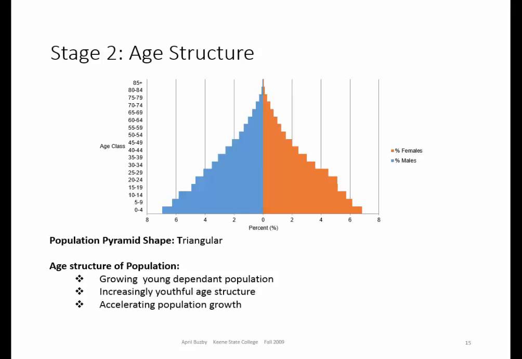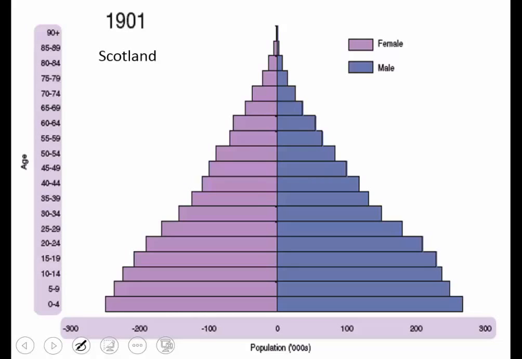Accelerating population growth. You can see this in 1901 Scotland. The reason I use Scotland is because that's where the Industrial Revolution started in the 18th century, in 1780, with the steam engine. And you can see they've gone from the pre-industrial phase. It took them about 100 years. It takes less time now, but they've gone from the pre-industrial pyramid to the regular shape of a developing or transitional structure.